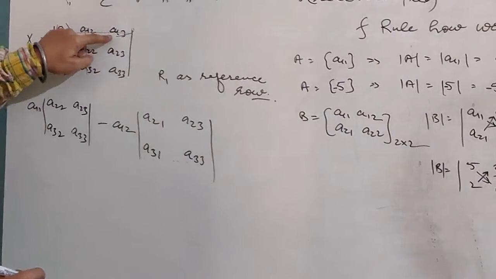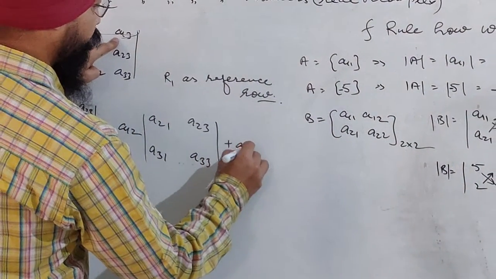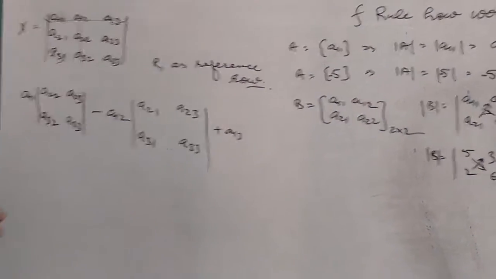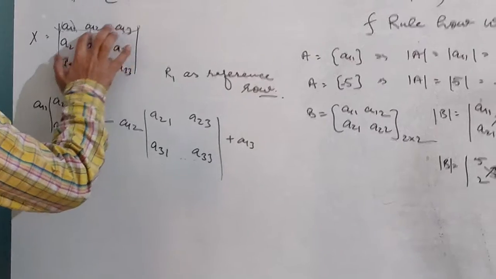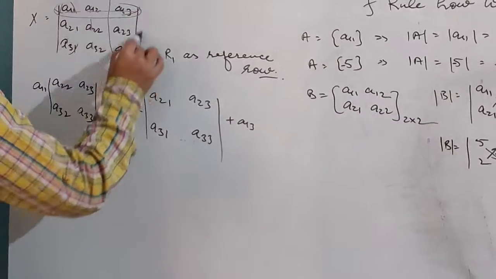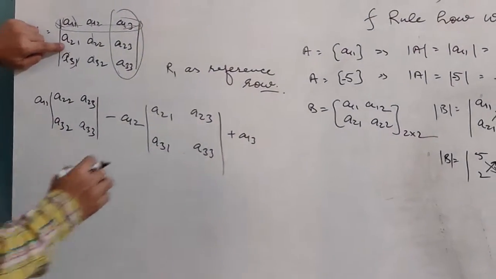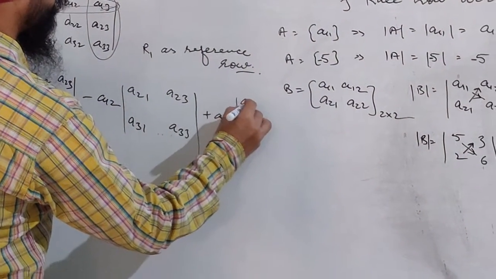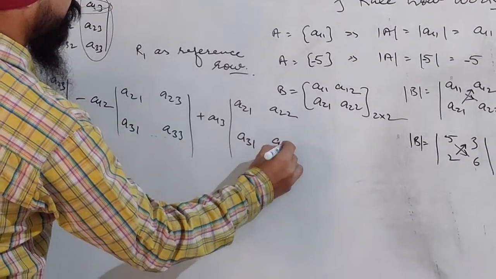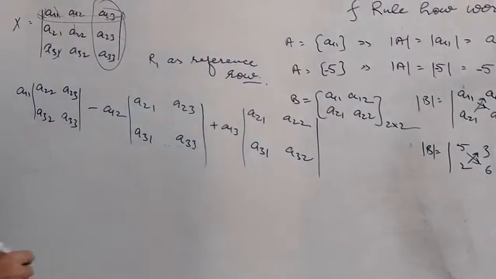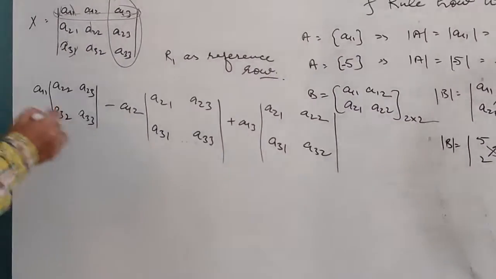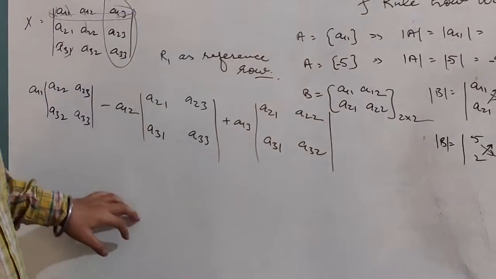Now the third element, a13. Now a13 will also be multiplied by something, and that is obtained by removing the first row and the third column. What is left with you? a21, a22, a31, a32. Okay. Now you can evaluate these determinants of order 2 by 2 as I have written here.